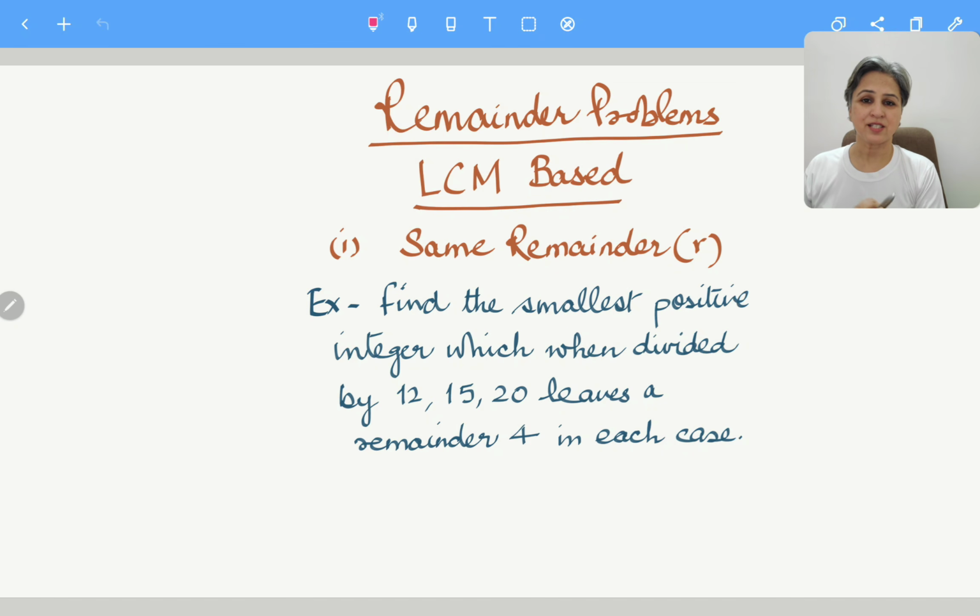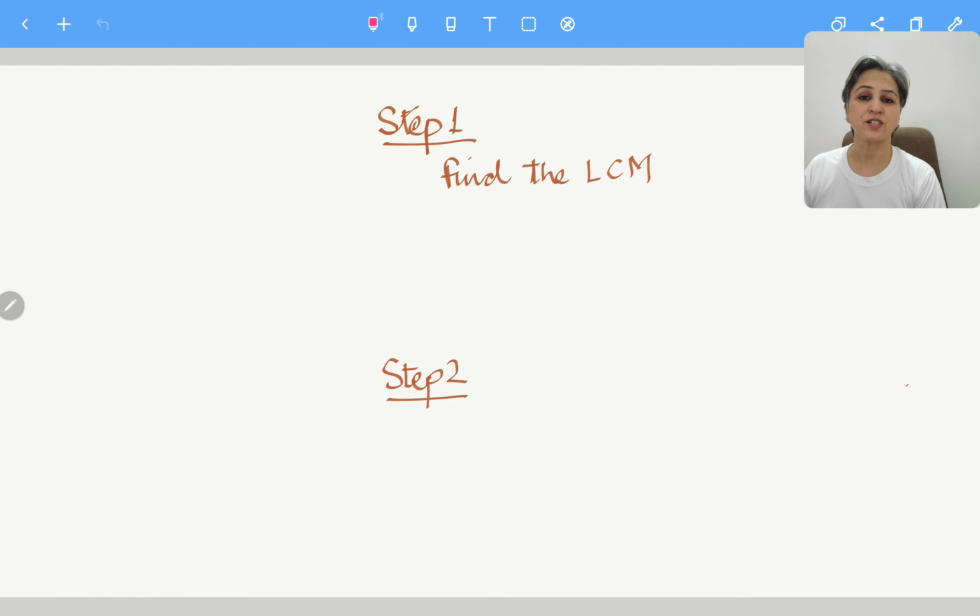Now in this case, the first case is where we are talking about the same remainder. Let's read the question. Find the smallest positive integer which when divided by 12, 15 and 20 leaves a remainder 4 in each case. So the number has to be divided by 12, 15 and 20, and the remainder is the same, which is 4. Now since we have to find the smallest positive integer, the first step is to find the LCM of those numbers. So to find the LCM, let's use the laddering method.